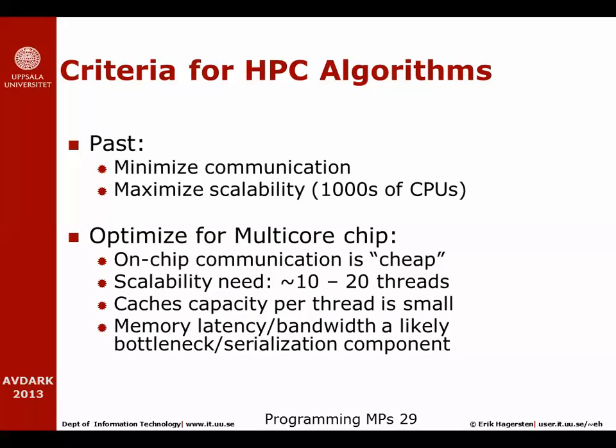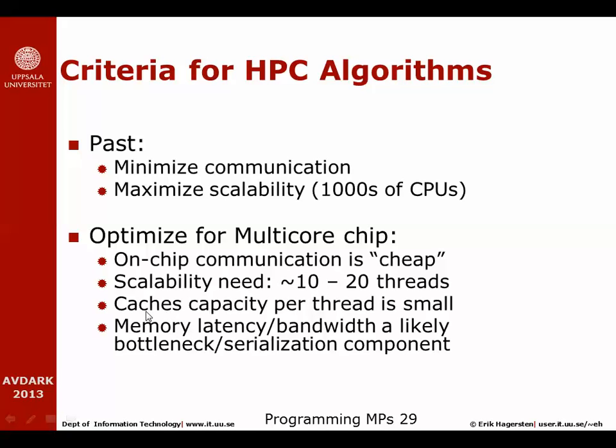But if you look at what is important when you would like to make an application run well on a single multi-core chip, first of all, communication is fairly cheap as long as it's on-chip communication. So cache-to-cache transfer is not all that expensive anymore. The scalability needs are quite moderate. If you have 10 or 20 cores, you need to find 10 or 20 different parallel threads that can execute at the same time.